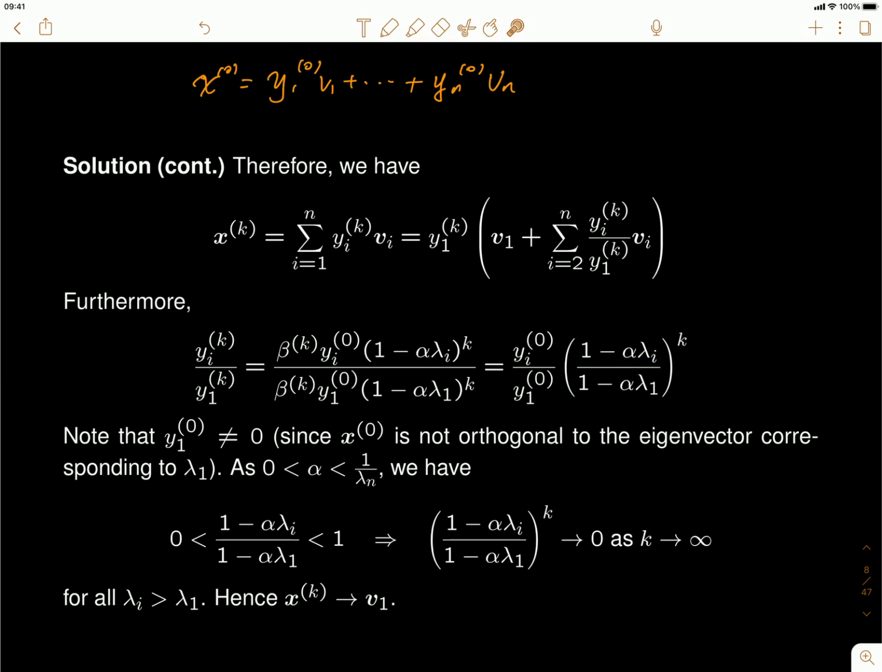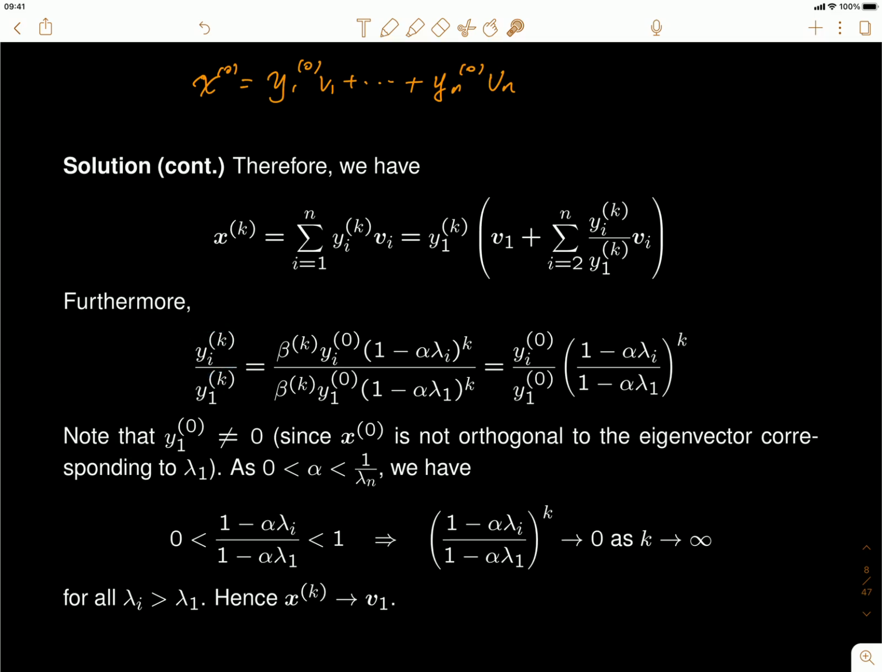Moreover, since lambda i is bigger than lambda 1, I'm subtracting a bigger number from 1 compared to the denominator. So the numerator is smaller than the denominator, and that's why this is between 0 and 1. Since it's between 0 and 1, when we take the power k, as k goes to infinity, this power just goes to 0, and that means this one goes to 0.